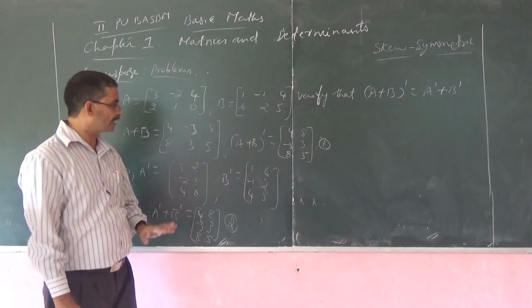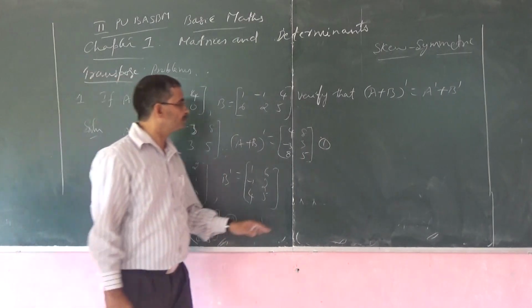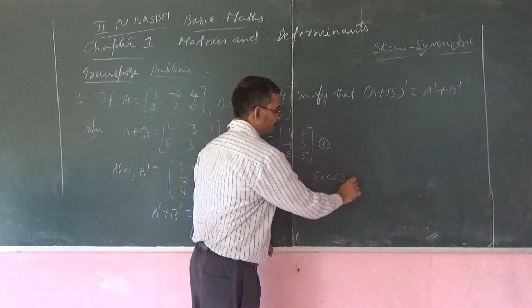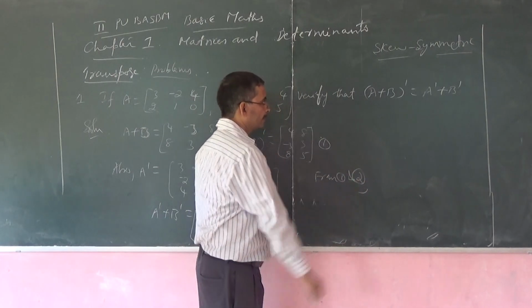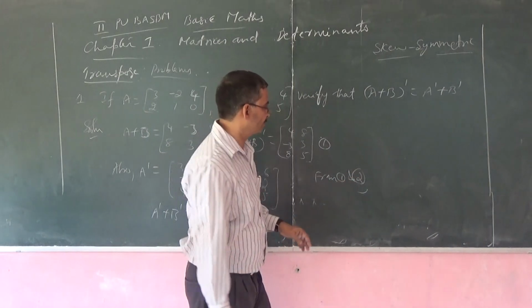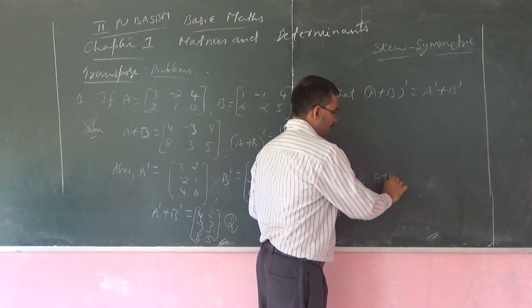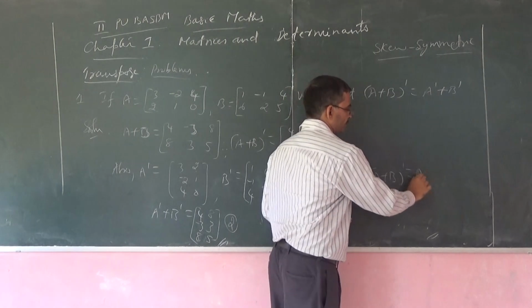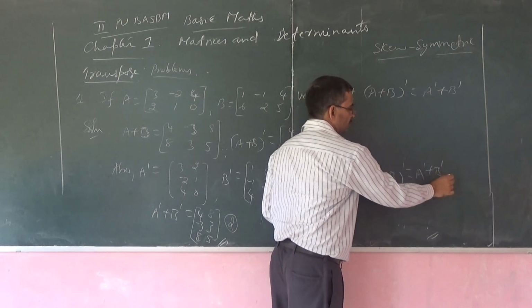So we can say that from 1 and 2, the final result: (A plus B) dash equals A dash plus B dash. So it is over.